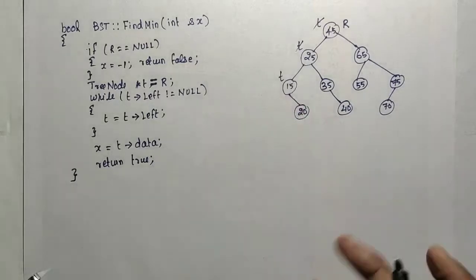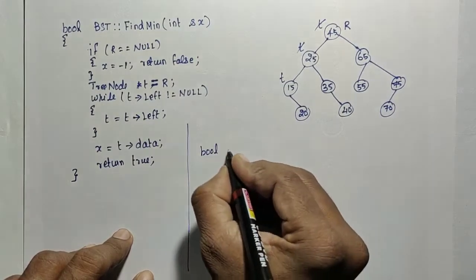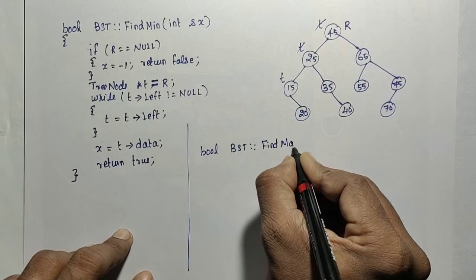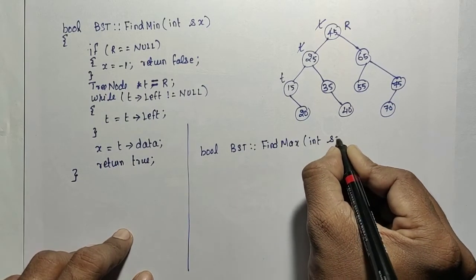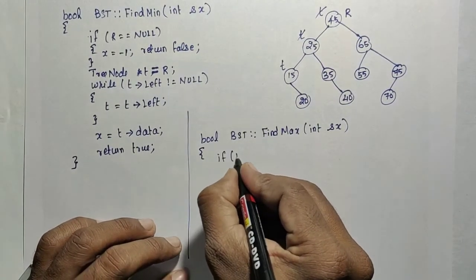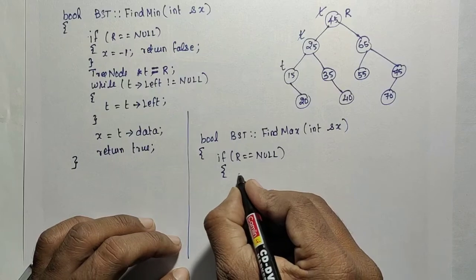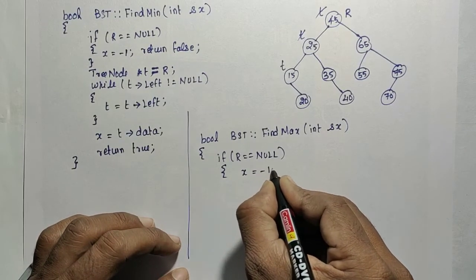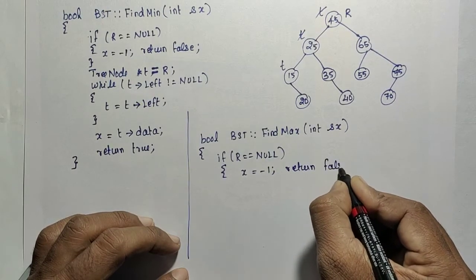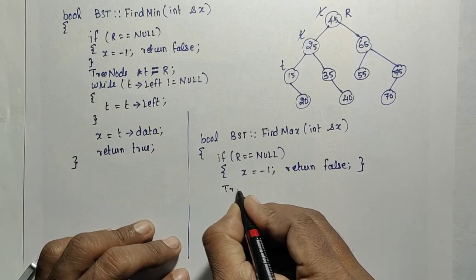Similarly, we can find the maximum element. So boolean BST find max of int ampersand x. Here again we have to check whether the tree is empty. That is, if r equal to null, we cannot find the maximum. So x equal to some -1 value, return false.